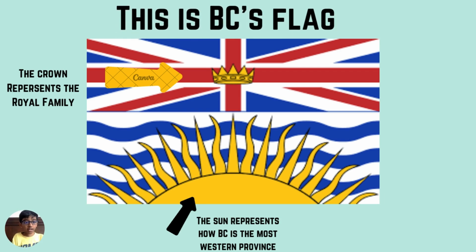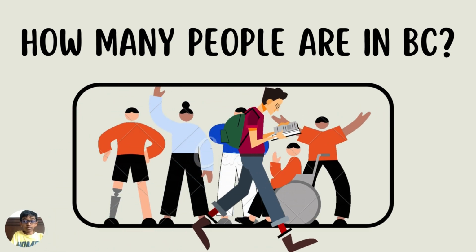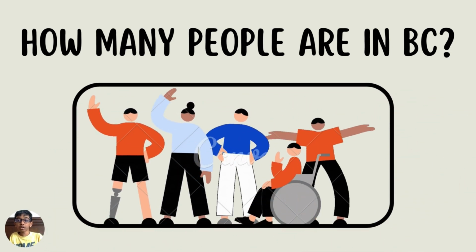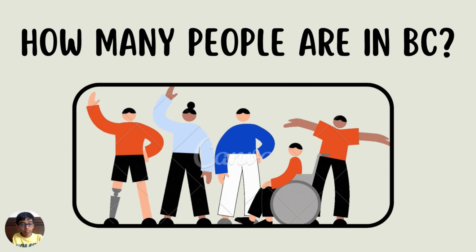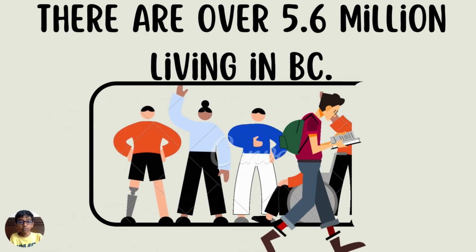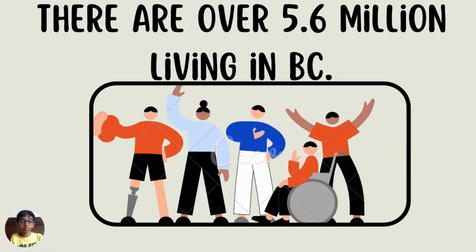This is BC's flag. The crown represents the royal family. The sun represents how BC is the most western province because it's all the way over like the sun. How many people are in BC? There are over 5.6 million people living in BC.